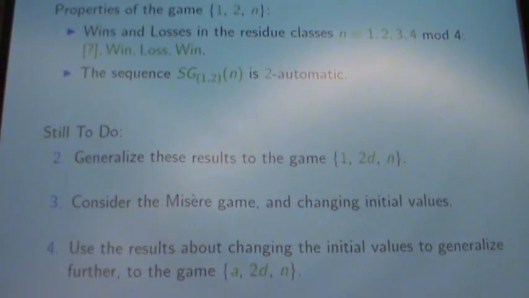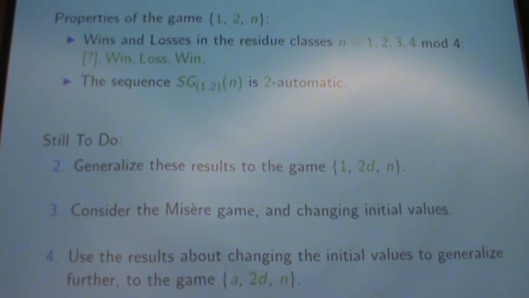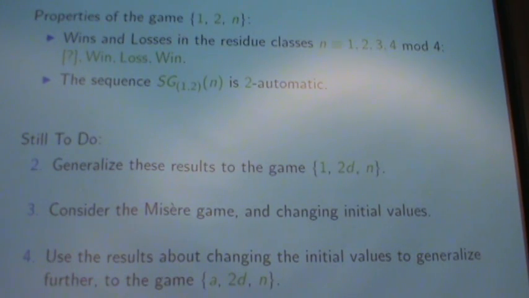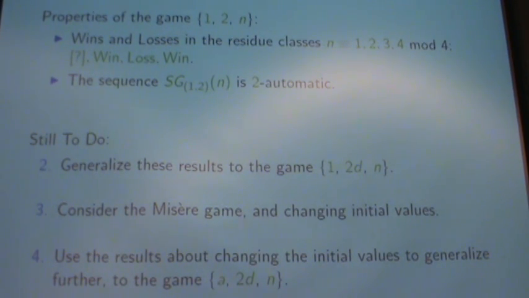So here's where I feel like we are. We've noticed these things about the game 1 to n. We've been able to say that certain residue classes mod 4 are either all wins or all losses. We don't know about 4k plus 1, right? But 4k plus 2 is a win, 4k plus 3 is a loss, 4k plus 4 is a win. And we've shown that this whole Sprague-Grundy sequence is 2-automatic. And so these two ideas we're going to want to take and generalize to start talking about dividing by other numbers. Okay. Are there any questions before I go further?